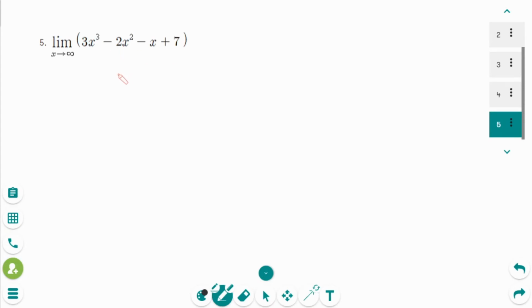The next question is this one. This question shows the infinity minus infinity form. Remember this one too? We will use the shortcut right away. Find the term with the highest power of x. That is this one. Don't think about this. And then put infinity into x, 3 infinity cubed. The answer is infinity.